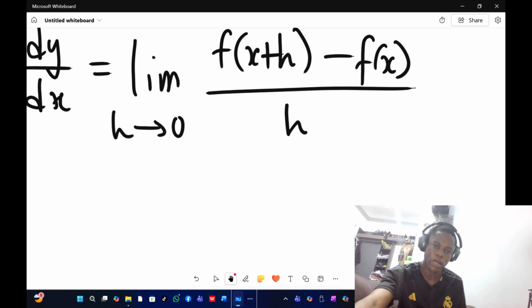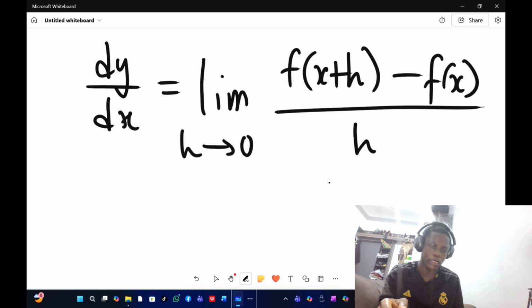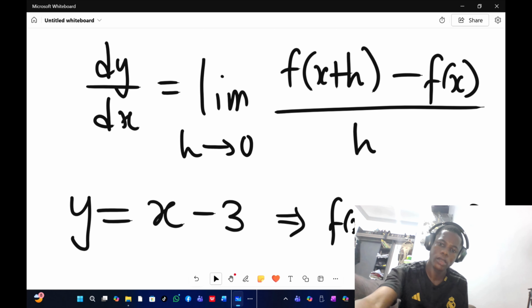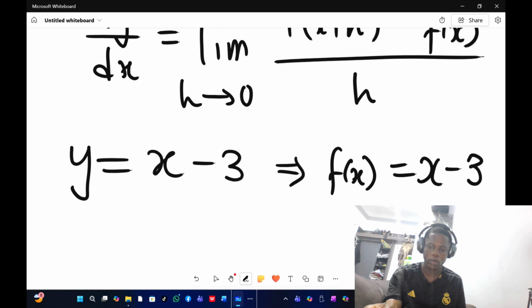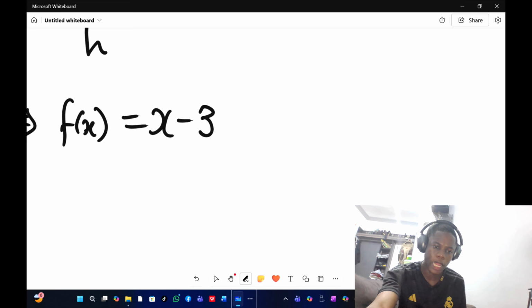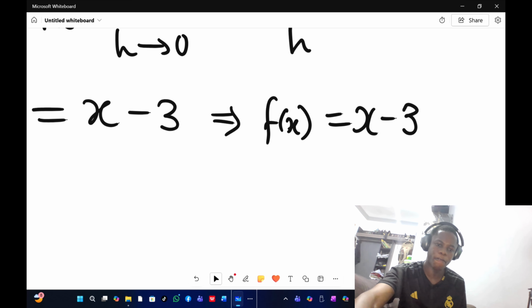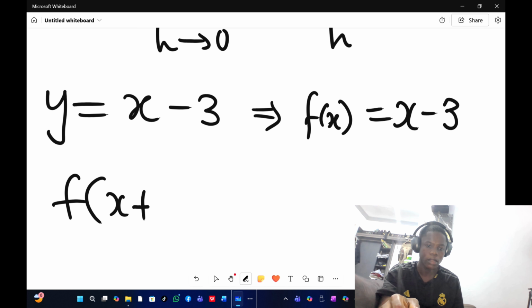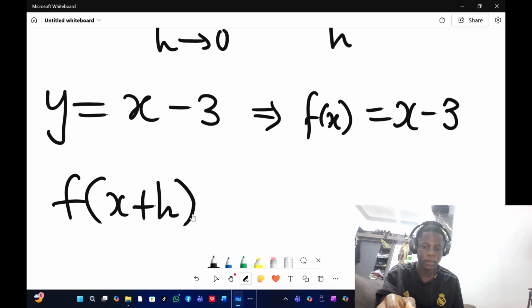Let us get our function. So our function is y is equal to x minus 3, which implies that our f of x will be equal to x minus 3. All right. So if our f of x is equal to x minus 3, let us find our f of x plus h.